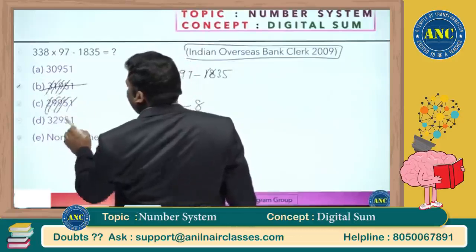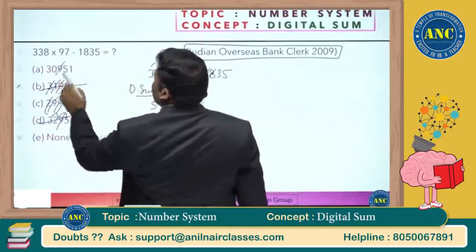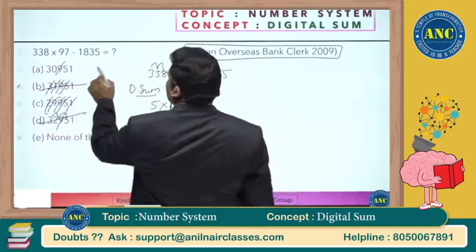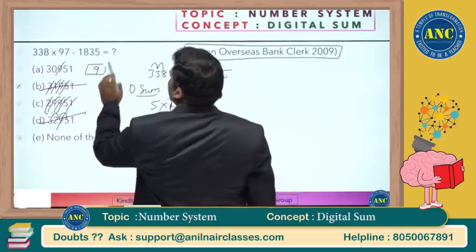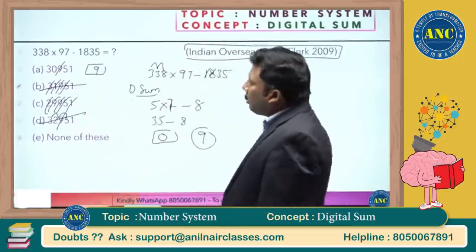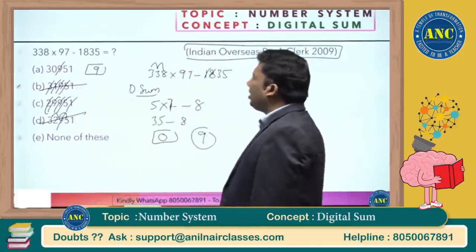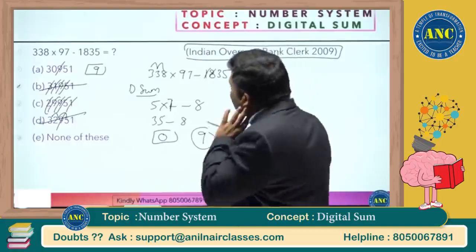This cannot be. Answer digital sum should be 9. Because there is an answer, there is an answer: none of these.